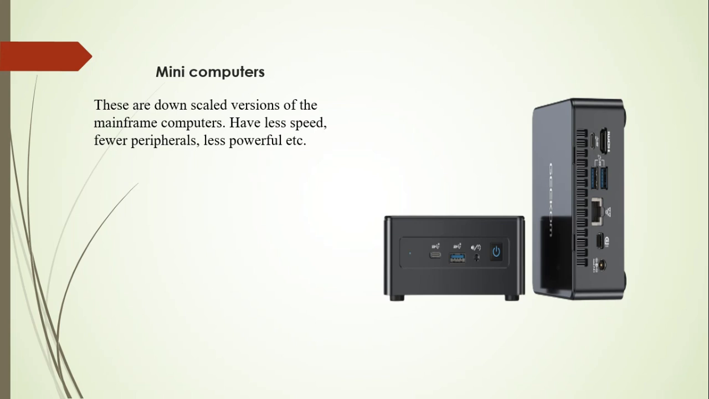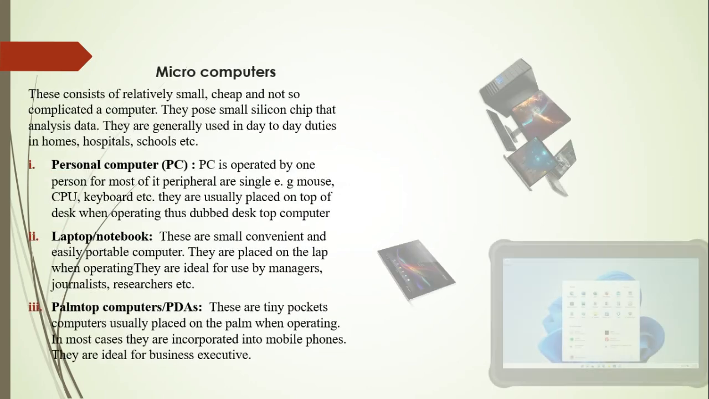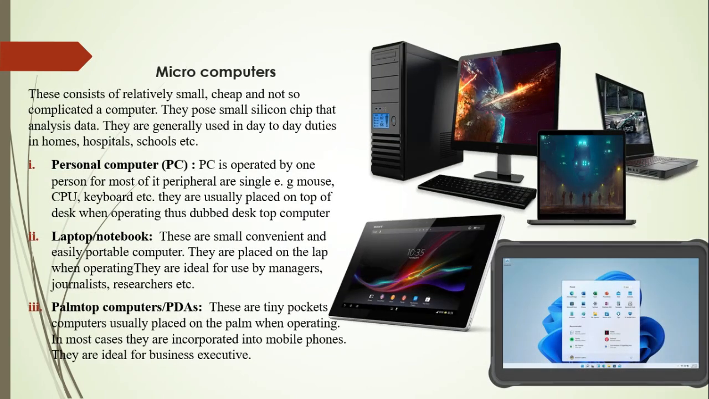Minicomputers are a downscaled version of mainframe computers and have less speed and fewer peripherals, less powerful, etc. That means it can support just a number of users. So we go to microcomputers. Microcomputers are the ones which are well known. They consist of a relatively small chip and are not so complicated. They use a small silicon chip that analyzes data. They are generally used in day-to-day activities in homes, hospitals, schools. We are conversant with these because we've seen them.